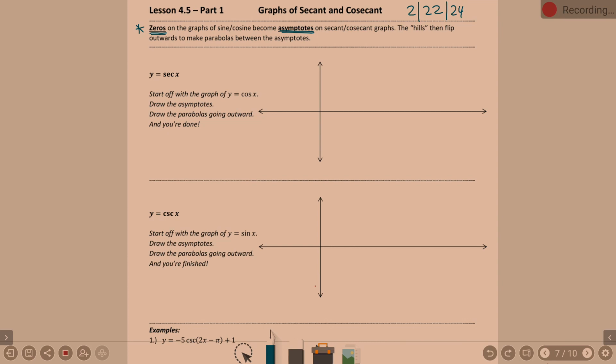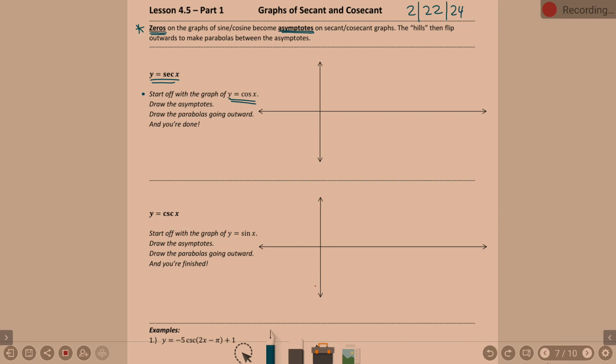So, secant. What do your brains have to know when I say secant? Secant is the reciprocal of cosine. So as we go to graph secant, because it is secant, we're going to start off with cosine. First thing we're going to do is draw a regular cosine graph. It's going to be a dotted line graph, not drawn in full lines. But we're going to draw a cosine graph.